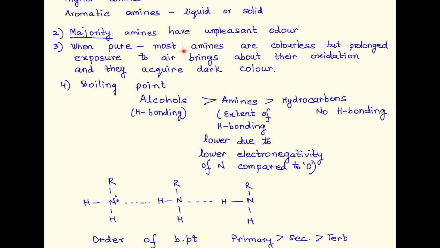When they are pure, amines are usually colorless, but when left open or exposed to air for a long time, their color becomes dark, and that is because of the oxidation that takes place in the case of amines. So, if you see a colored amine, that means it has impurities in it.